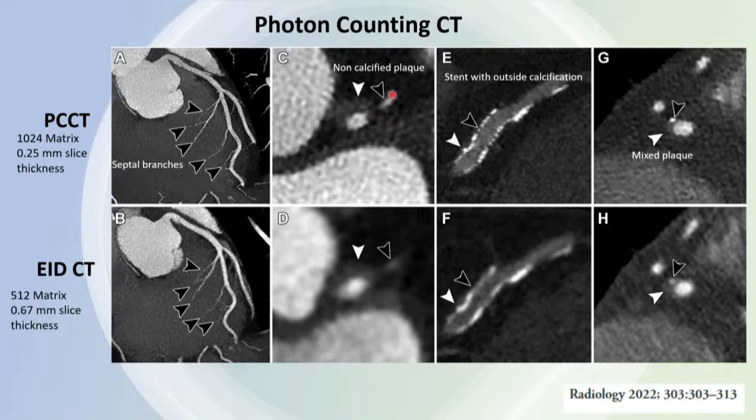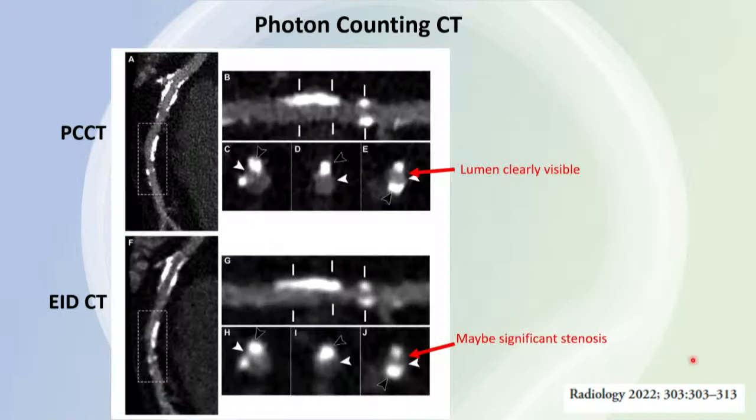And here's a non-calcified plaque. Yes, you can appreciate it, but here you can actually see clearly where the boundary of where this non-calcified plaque is ending. Here's an example of a stent with a little bit of calcification outside the stent struts. You can't really appreciate it on our usual scanner. This is an example of a mixed plaque visualized on the photon counting CT, just much better resolution than on the usual EID CT.